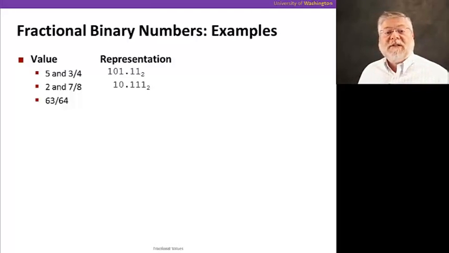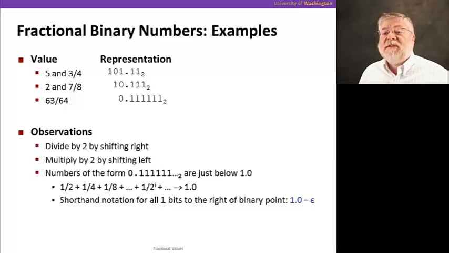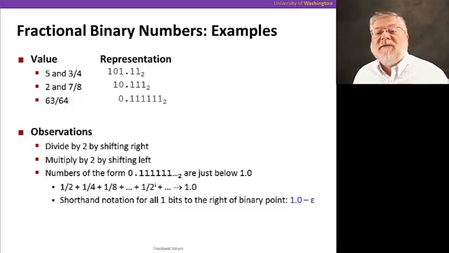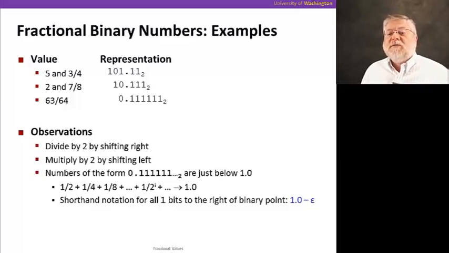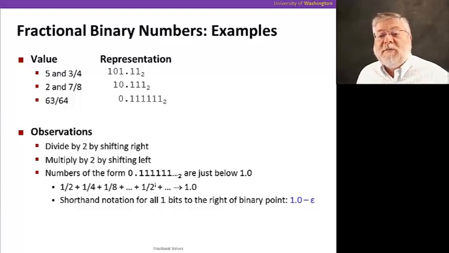For 63/64ths, there is no integer part to the number, so we'd have a 0 to the left of the binary point, and then a half plus a fourth plus an eighth plus a 16th, all the way down to get us to 63/64ths, and that's going to be the equivalent of 6 ones. So 0.111111.